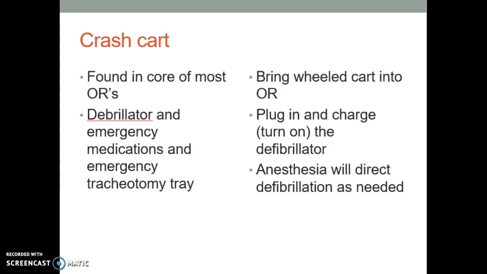All crash carts must be plugged in at all times. Do not forget to unplug the cart if you are the one retrieving it. Turn on the defibrillator and apply the defibrillator pads. Anesthesia will direct you.